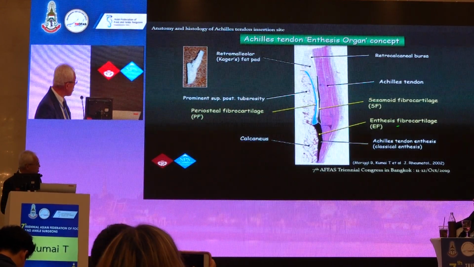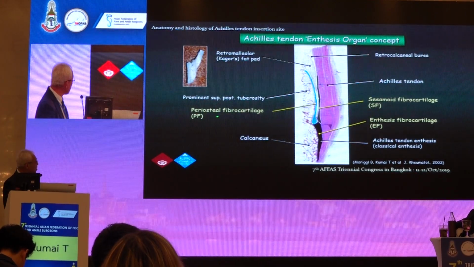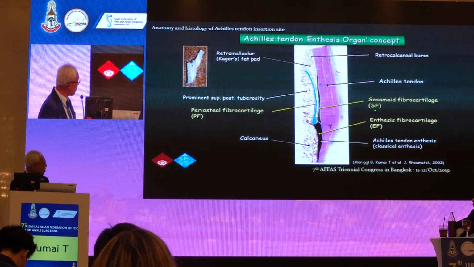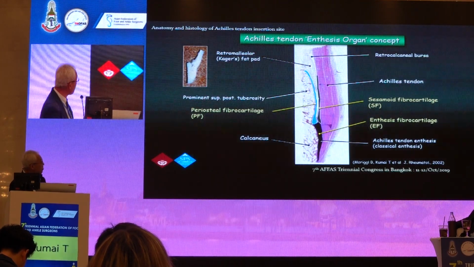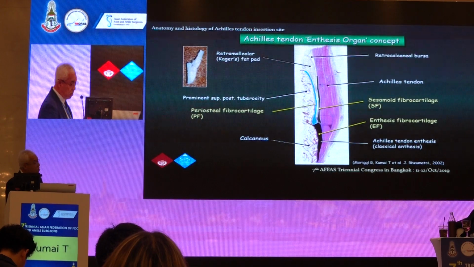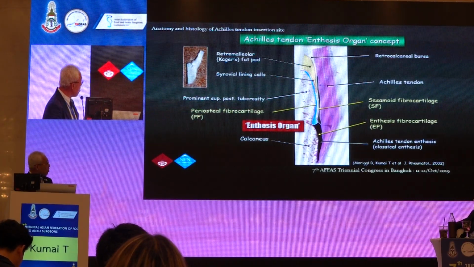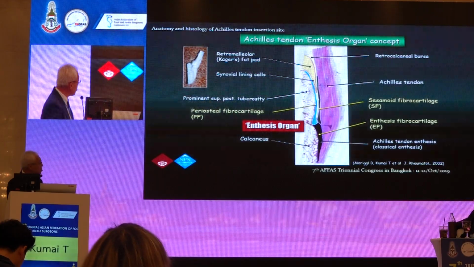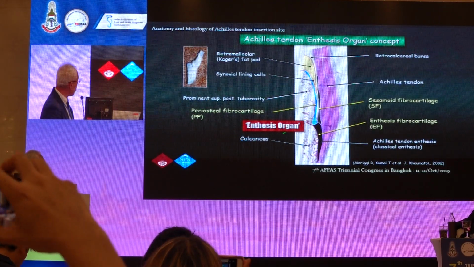Enthesis fibrocartilage is just the attachment zone between the Achilles tendon and calcaneus, and this is the periosteal fibrocartilage on the surface of the posterior calcaneus, and the sesamoid fibrocartilage. This is the deep layer of the Achilles tendon. And here you see the Kager's fat pad coming down into the retrocalcaneal bursa, covered with synovial lining cells. How wonderful these structures are. When we think about the pathology of the enthesis of the Achilles tendon, we should consider all of these structures. So we name these structures the enthesis organ.